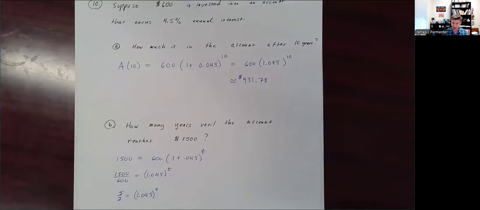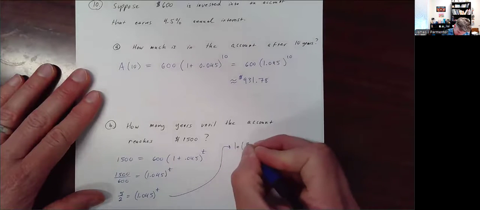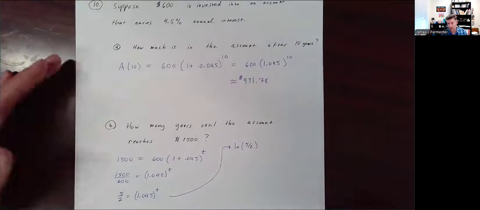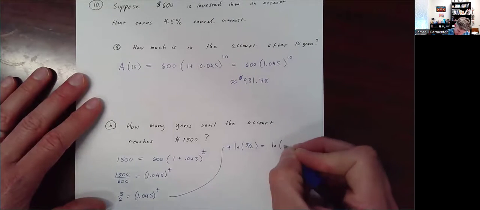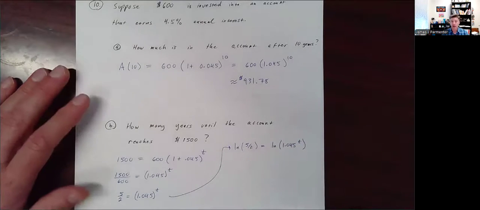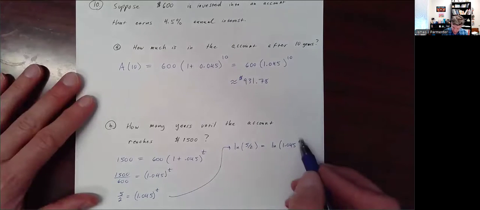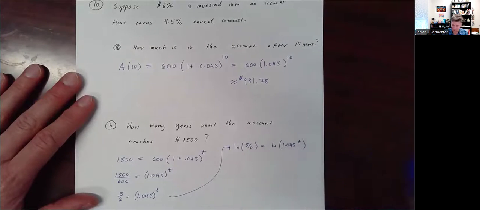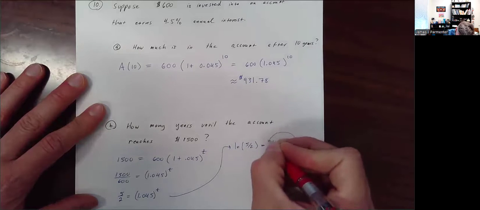I would default to the natural log. So I'm going to write this as the natural log of 5 over 2, you could also write 2.5 here, but I'm partial to fractions, is equal to the natural log of 1.045 to the t power. The reason we do this is so that we can use the power rule for logarithms, and this power that's t can come down in front. In fact, I like to write this little arrow here. I know it doesn't feel like a big deal, but it makes it easier to be like, oh yeah, that gets to come right down there.